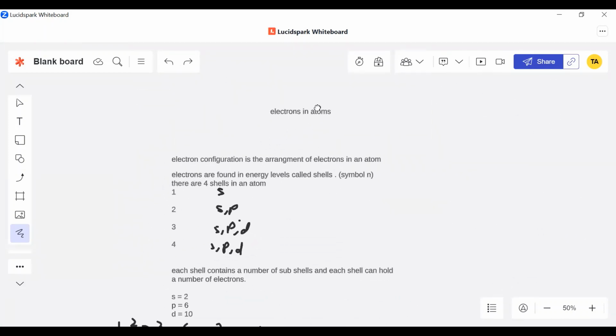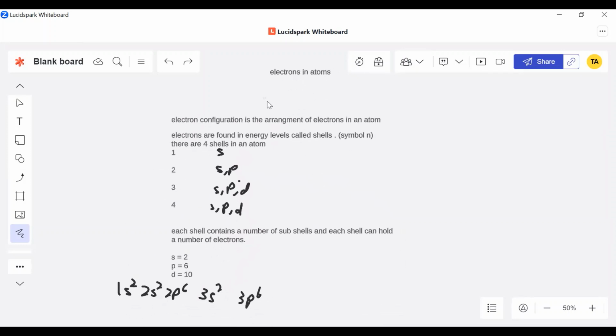All right, so now that we're done with isotopes, this is the main part that I want to focus on today. And you'll find this a lot in your exams, the electrons in an atom. So what is electronic configuration? You might have seen this in your Imat or A-level exams. Electron configuration is the arrangement of electrons in an atom. So the way the electrons are arranged in an atom is called electronic configuration. Now, please focus on this part that I'm going to explain, because this comes a lot in your exams. Electrons are found in energy levels called shells.